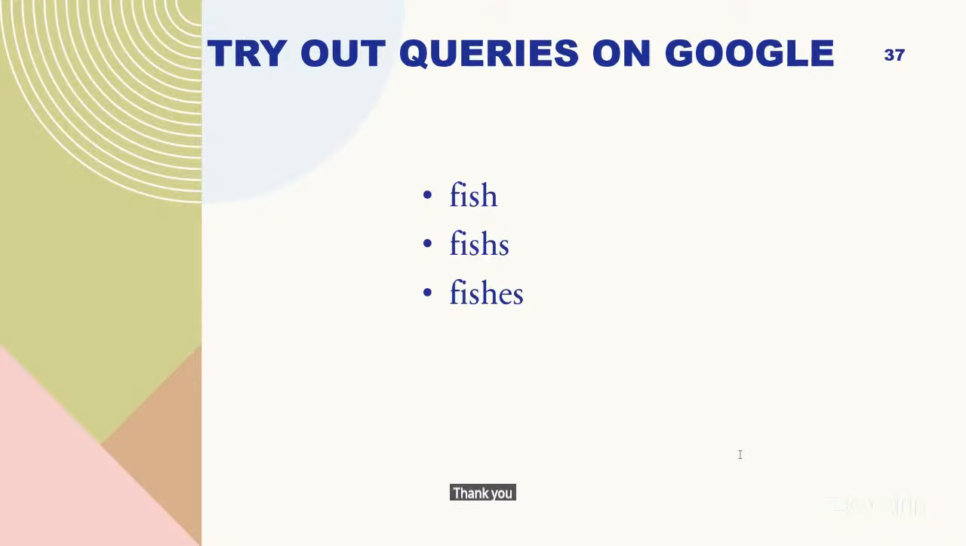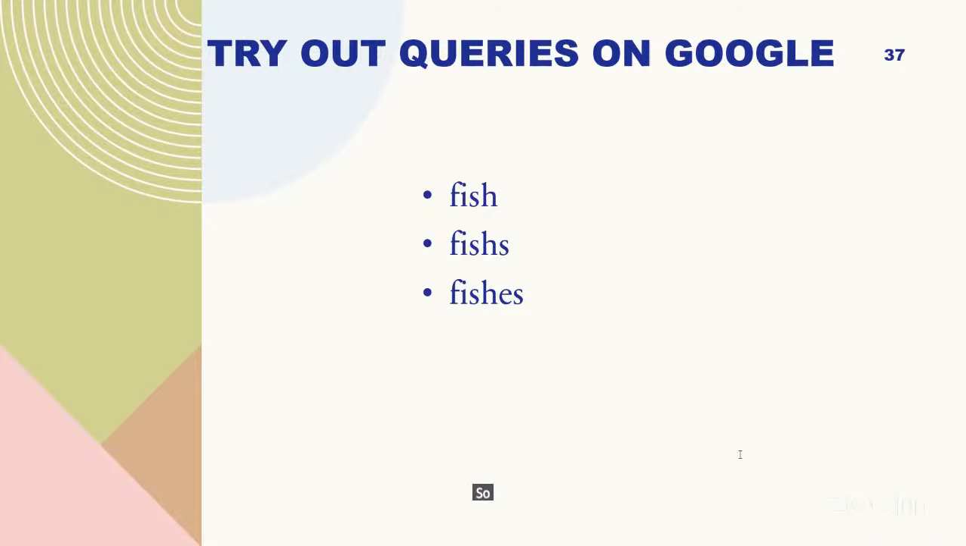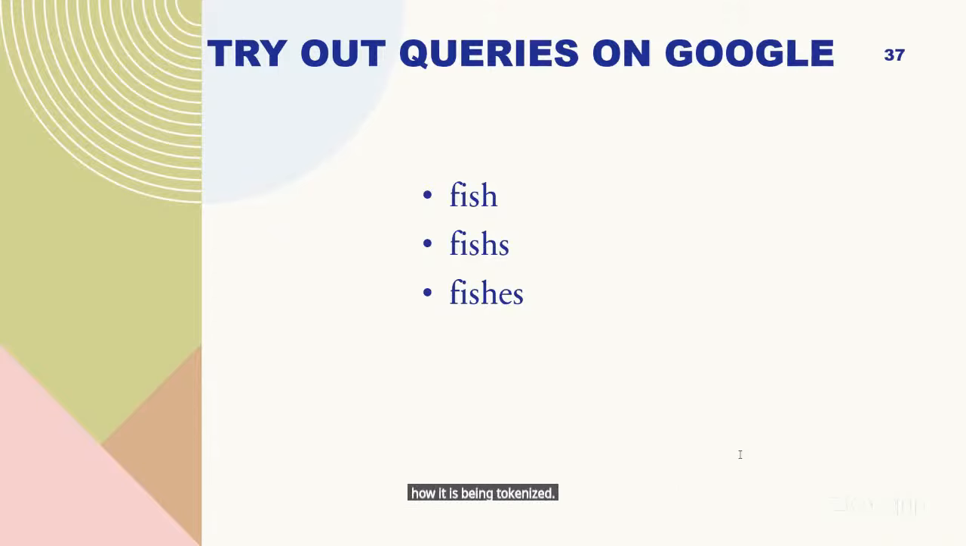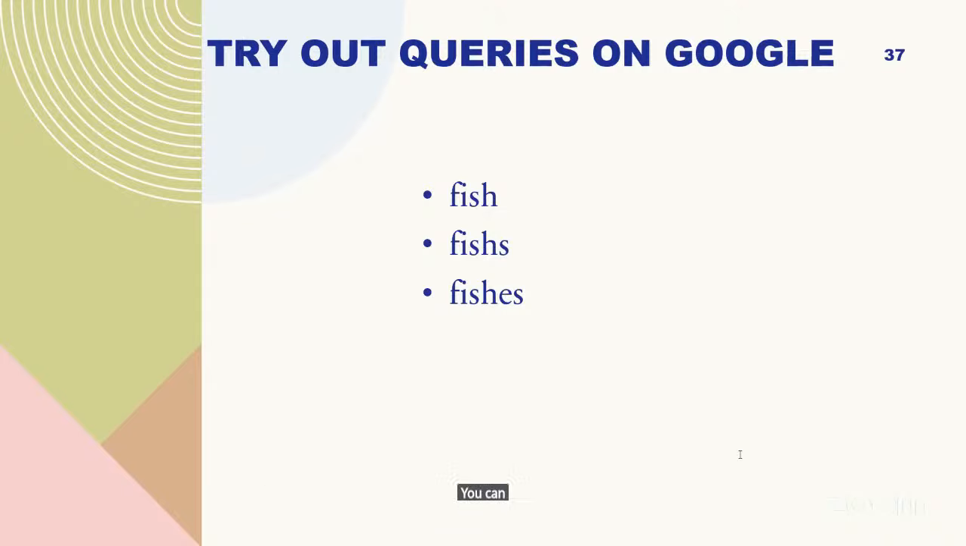Thank you for the response, madam. So can you see all are displaying similar, very similar data? Yeah. So there we can understand how stemming is done and how it is being tokenized. You can also take 5 more minutes to find out what words you can give in Google. You can take your own examples, and you can see how the stemming is done.